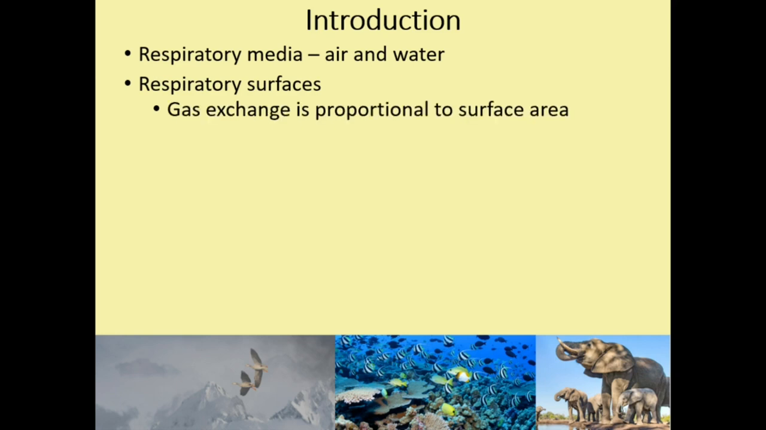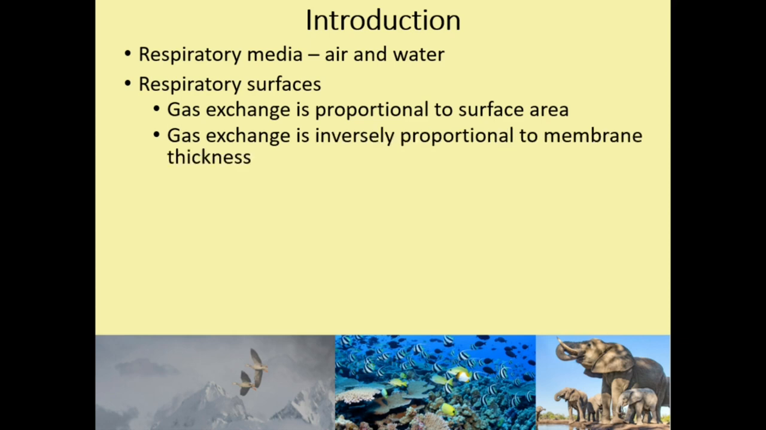The first thing to know about respiratory surfaces is that gas exchange is proportional to surface area. What that means is that the larger the surface area you have, the more gas you can exchange across it. So it kind of makes sense, doesn't it? If you've just got a very, very small area that is optimized for carrying out gas exchange, well, that's not going to be as efficient as if you have a really, really large surface area. So the first thing that we find with all successful respiratory surfaces is they have a large surface area.